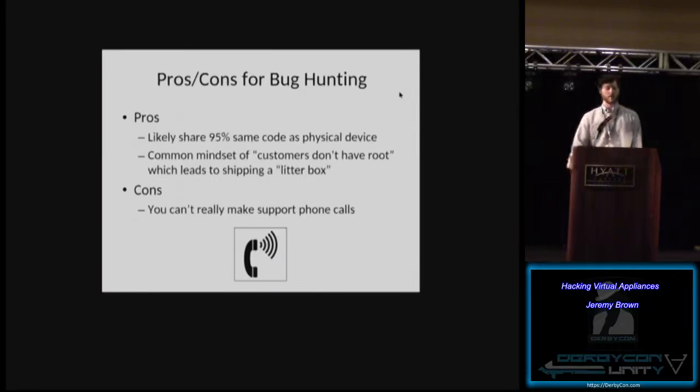So the common mindset leading to shipping virtual appliances is that a lot of times you can get root in whatever way, either they enable it or through another bug. So it leads them to ship what I'm calling a litter box of things they probably shouldn't have left on the box, or they assumed someone else didn't have access to.